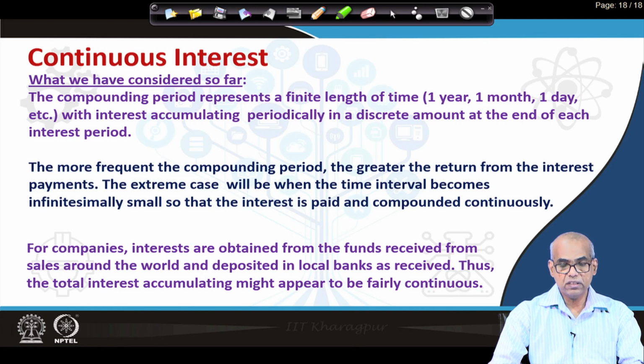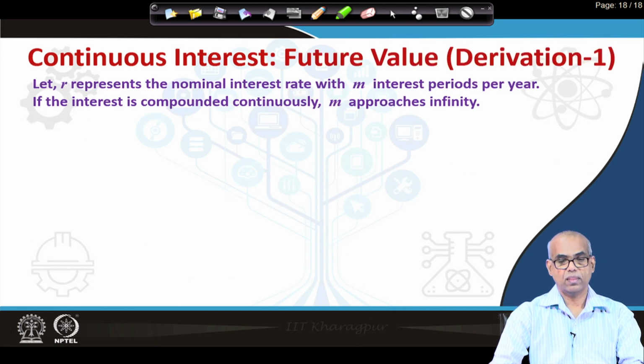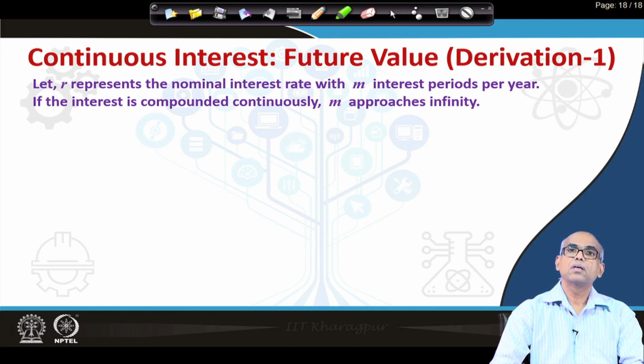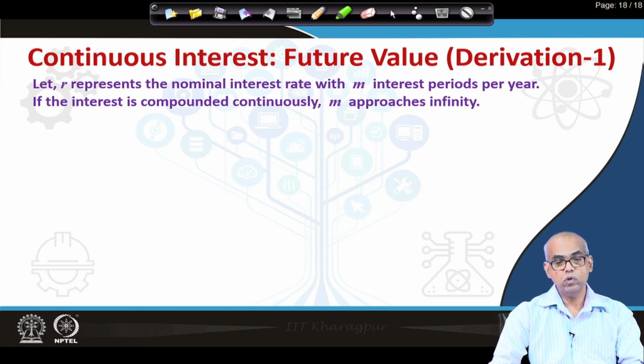For companies, interest is obtained from the funds received from sales around the world and deposited in local banks as received. Thus, the total interest accumulating might appear to be fairly continuous. Next, we will derive the expression to compute the future value for continuous interest. We will follow two methods, two approaches.